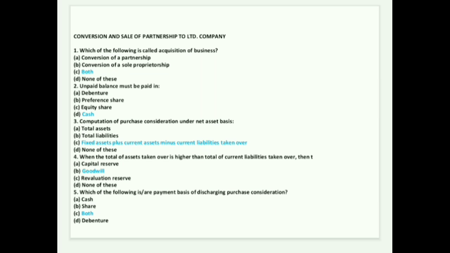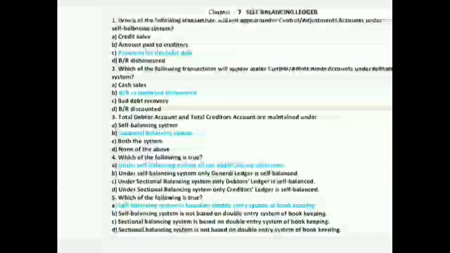Which of the following is the payment basis for discharging purchase consideration? Cash, share, both, debenture. So both will be the answer, option C is the correct answer.